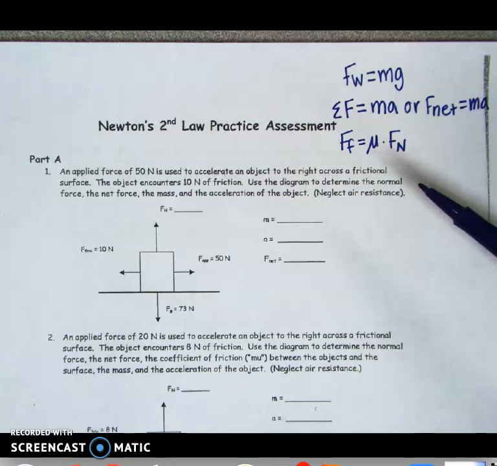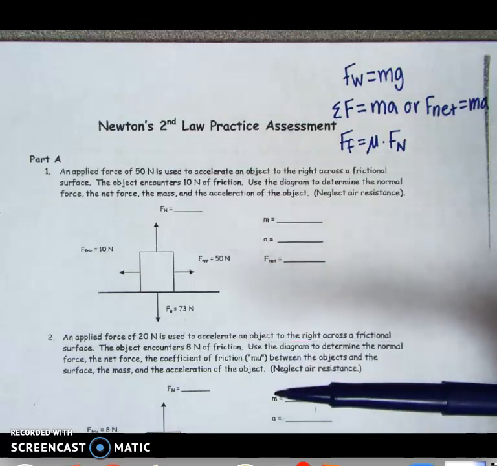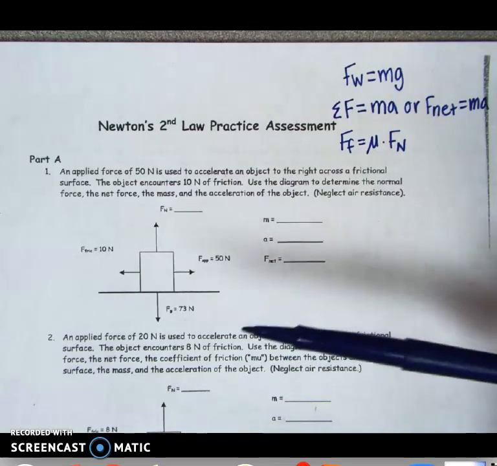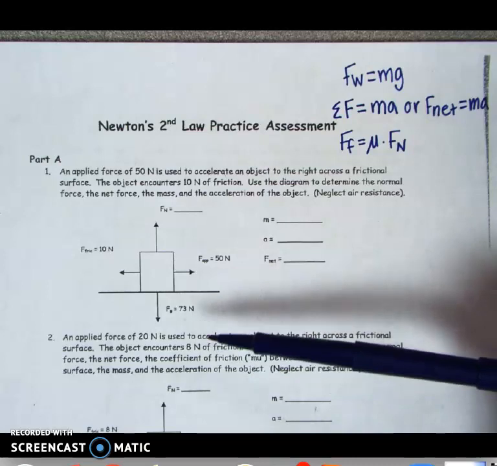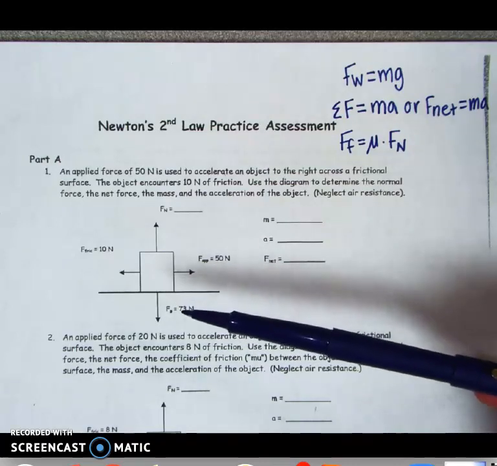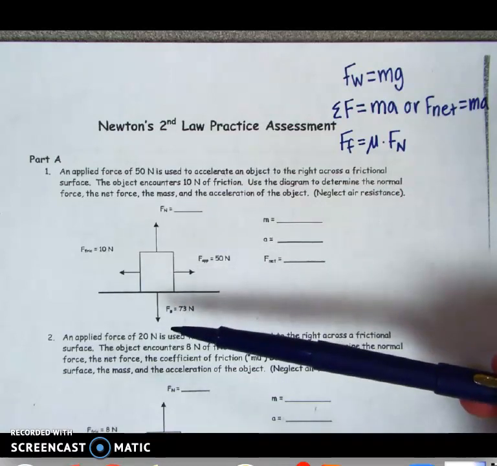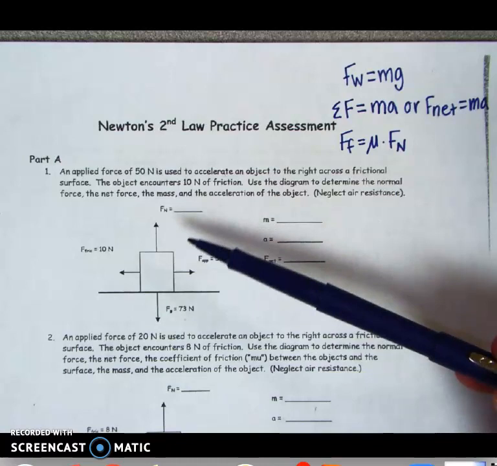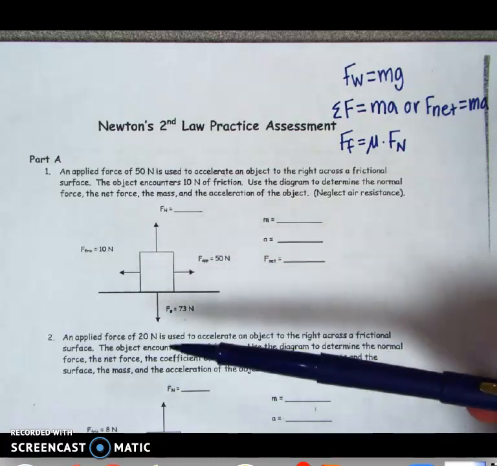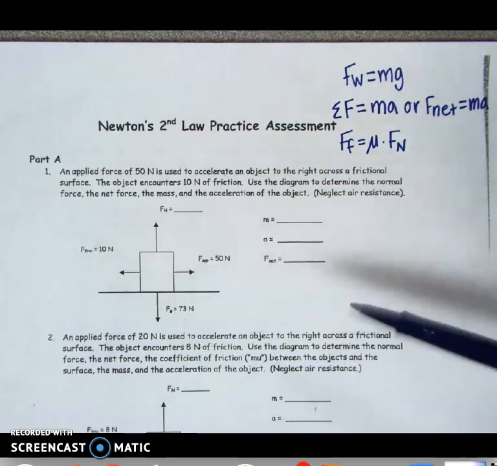The first thing that I want you guys to get in the practice of asking yourself is, what forces are balanced and what forces are unbalanced? We can see from looking at number 1 that it's only moving in the horizontal direction, which means it's either moving to the left or right. It's not moving up or down, so we know that our vertical forces are going to be balanced.